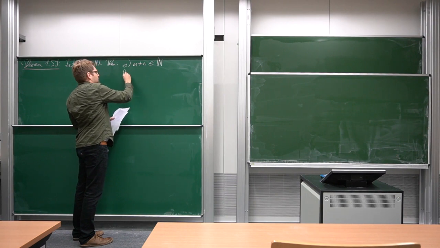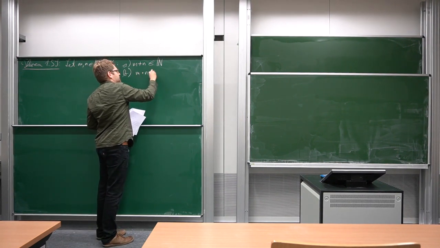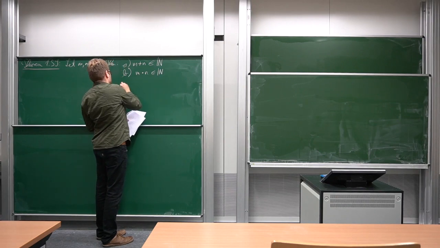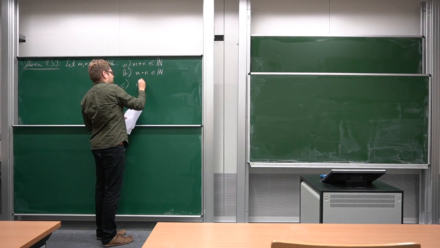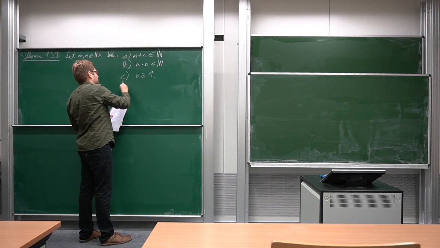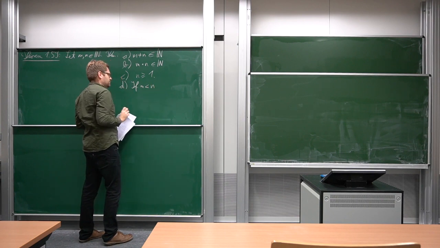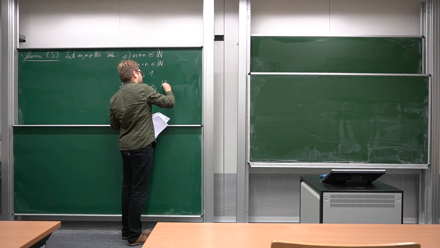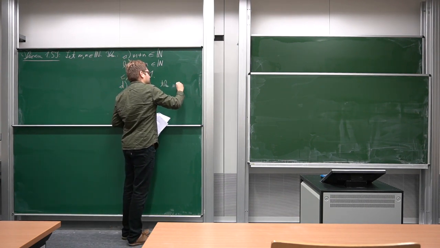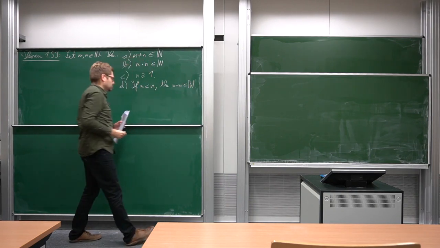Secondly, m times n is again in N. Thirdly, every natural number is bigger than or equal to 1. And finally, if m is the smaller of the two, so if m is smaller than n, then n minus m is again a natural number. Something that's also non-obvious.